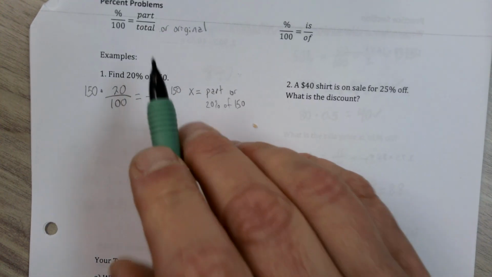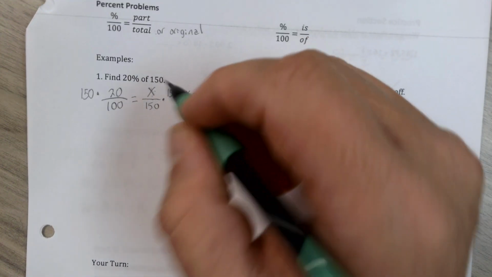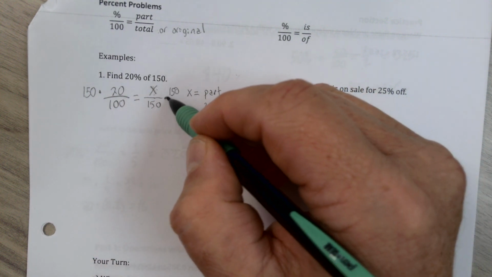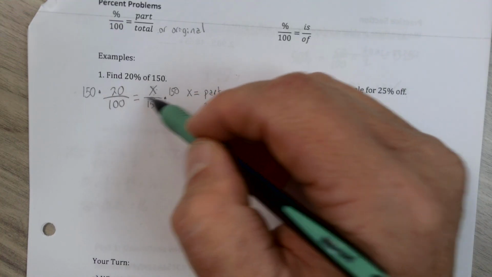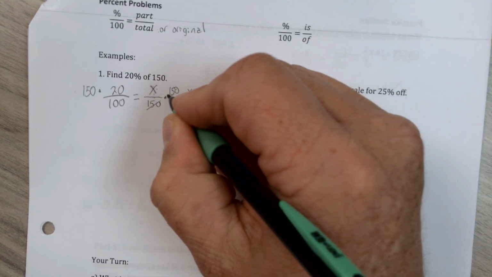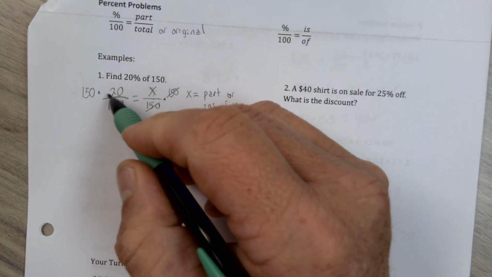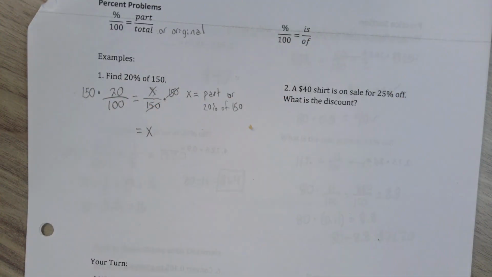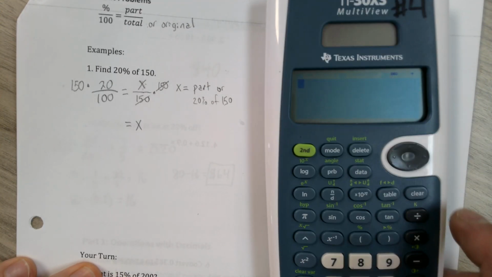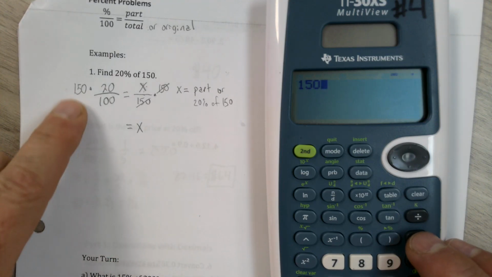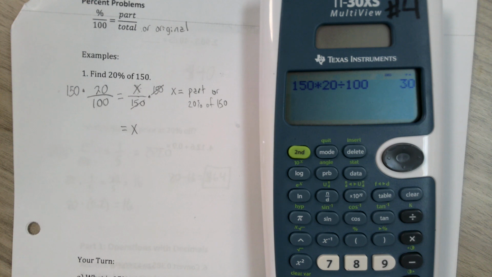Please note where I put my dot, the dot always goes in between the numbers you're multiplying. So sometimes when I do this, I'll have people wanting to put the dot here. Since I put the dot in front of the 150 here, they'll try to put the dot in front over here. It always goes in between the numbers you're multiplying. So this cancels, and I'm just left with the x. So all I have to do is multiply all of this together to find the answer. So if I do 150 times the 20 divided by the 100, I get 30.